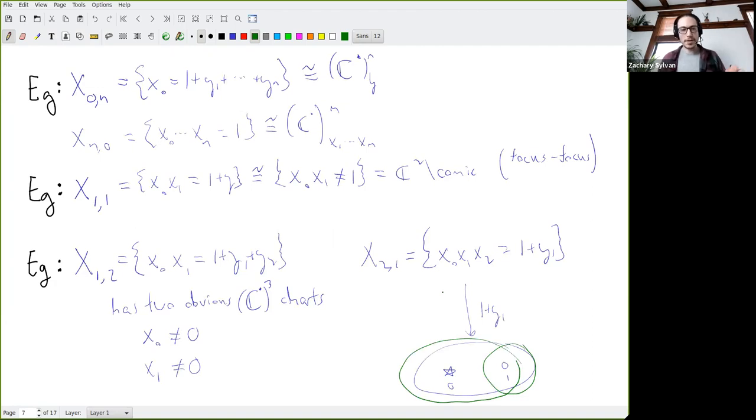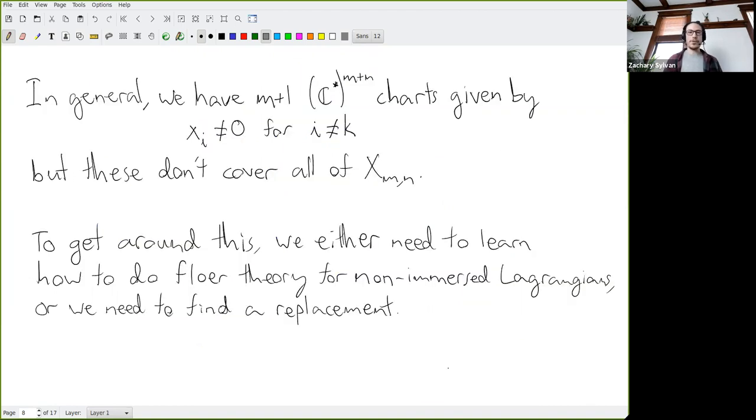And maybe I should just say finally why I'm saying that, which is that the missing points we somehow expect to come from this gray circle that passes through the singular point. But this is not immersed. The singularity of this Lagrangian looks like a cone over 2 tori. So either we have to do Floer theory with that Lagrangian, or we need to replace it. And I think this is a reasonable point to pause.